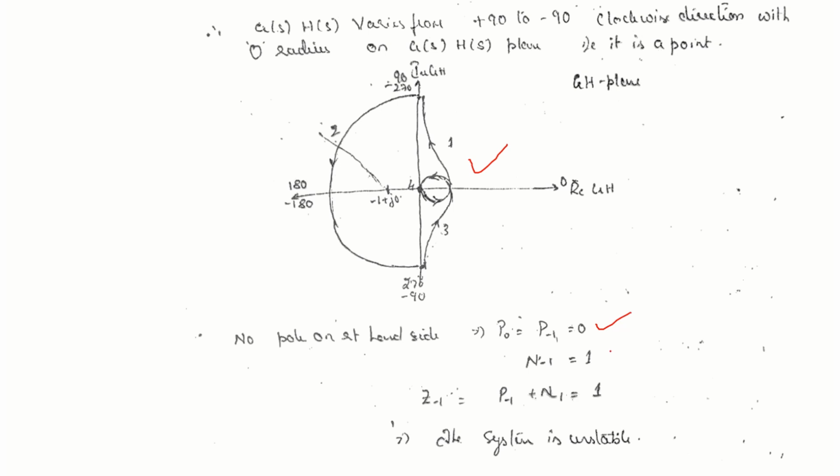No open loop pole on the right hand side. Number of encirclements is 1. So one zero is on the right hand side of s. Of course, one open loop zero is also on the right hand side, and one closed loop zero is also on the right hand side. System is unstable.